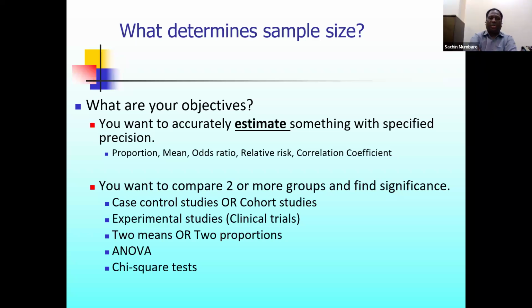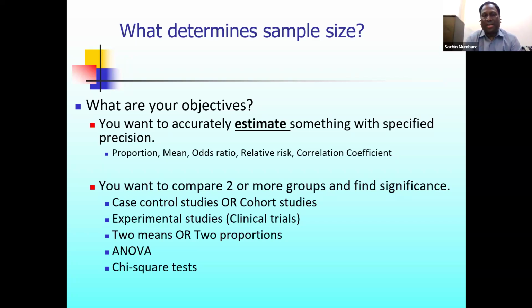And the second scenario is where you want to compare two or more groups and find significance. Here we apply some test of significance and find out whether these two groups are significantly different, or whether the means or proportions of these two groups are significantly different from each other. For example, in case control studies, we compare the exposure rates in two groups, the case group and the control group, or in a cohort study, we compare the incidence rates in the exposed group and the non-exposed group. In clinical trials, we compare the success rates of treatment A versus placebo, or treatment A versus treatment B, etc. We'll see the various types of clinical trials in detail afterwards.